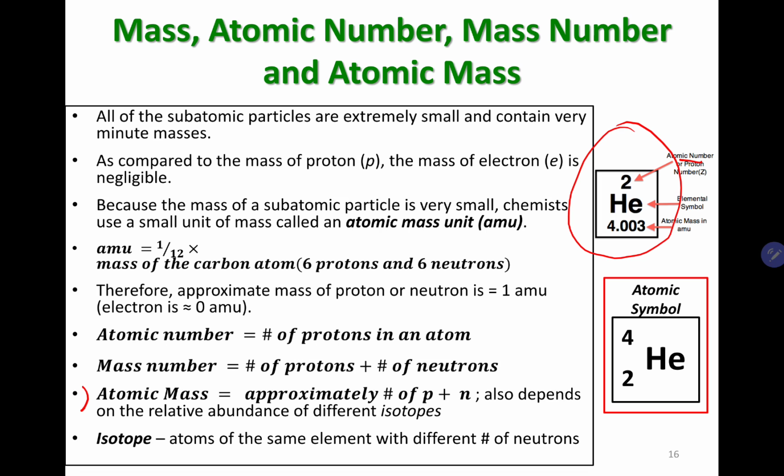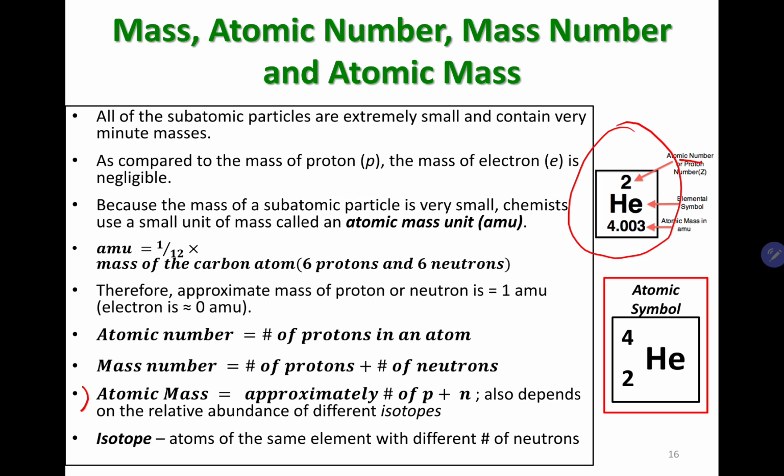Now let's say this particular element has a majority of lighter isotopes as compared to heavy isotopes. So the average mass will be a little bit light, right? Because the relative abundance of each isotope matters. It is like in a class: if you have more larger people as compared to smaller people, then the average mass of a student in the class will be high because you have more heavier people, right?